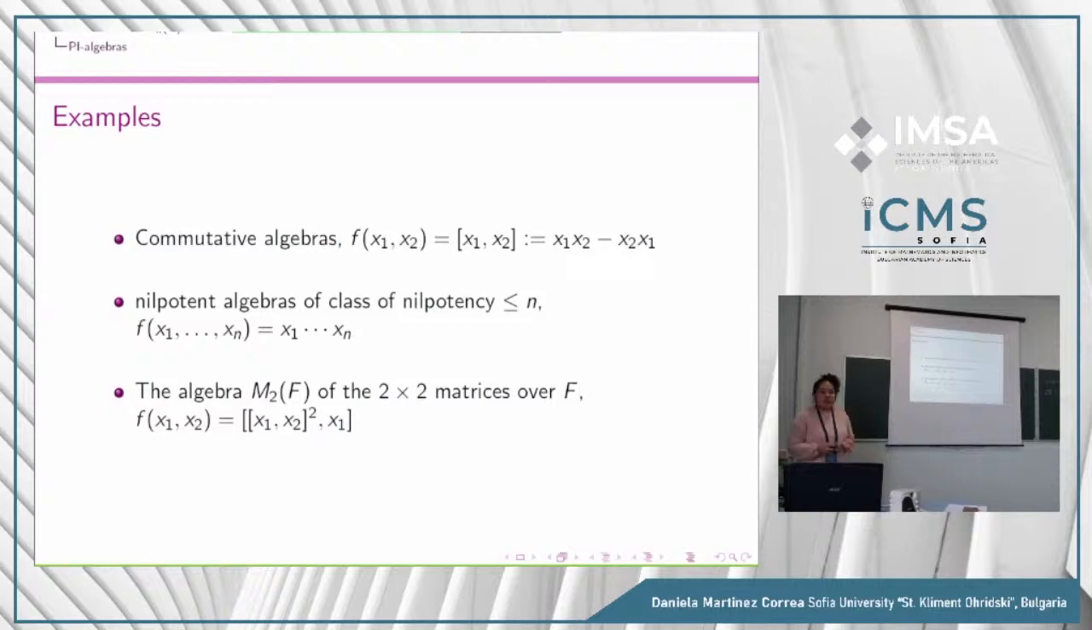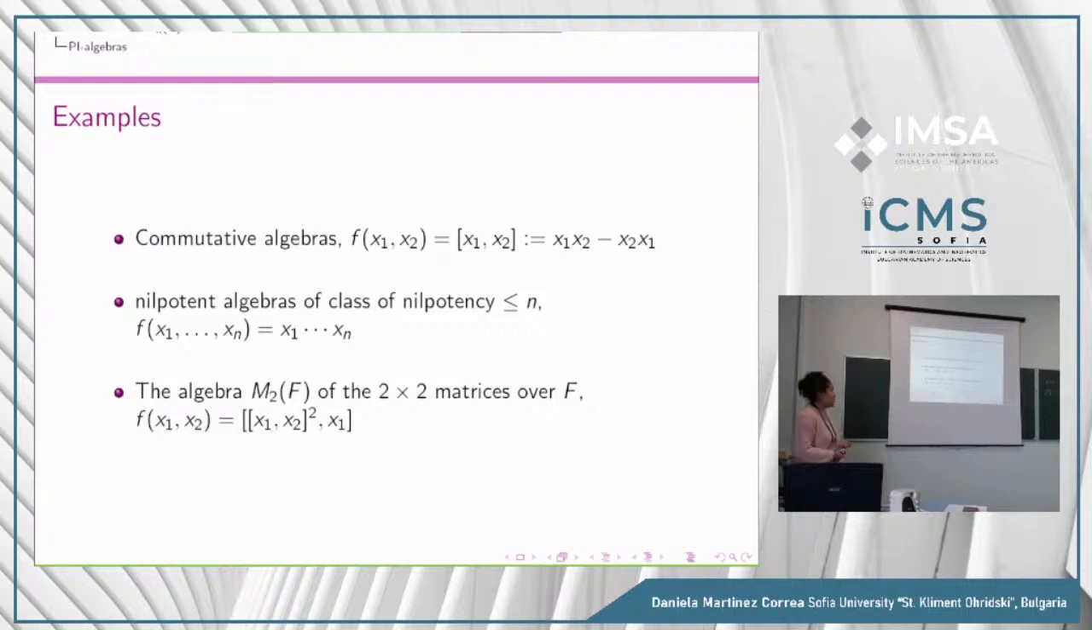Commutative algebras. So if A is a commutative algebra and we consider this polynomial, given by this commutator, when you make the substitution with elements of the algebra, this term and this term are the same because the algebra is commutative. So the product is the same, then this expression is equal to 0. So any commutative algebra is a PI algebra.